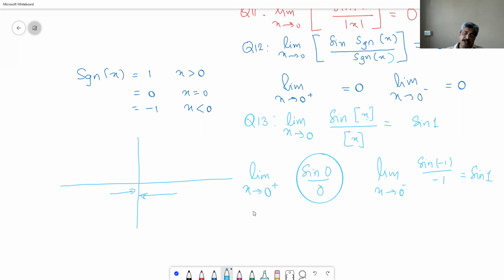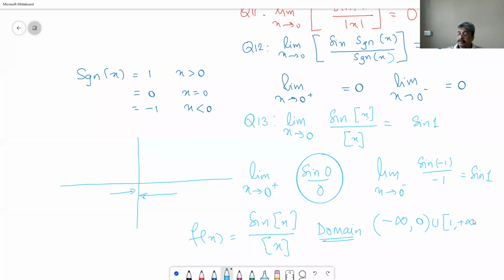So if you really take this as a function, sine greatest integer x upon greatest integer x, f of x is equal to, then what is the domain? If I ask you the question, what is the domain of this function? You will say the domain of the function will be minus infinity to 0, open interval, union, you are okay with 1, so closed interval 1 to plus infinity.